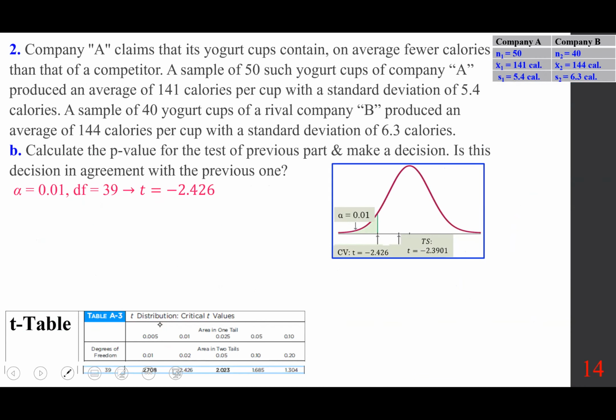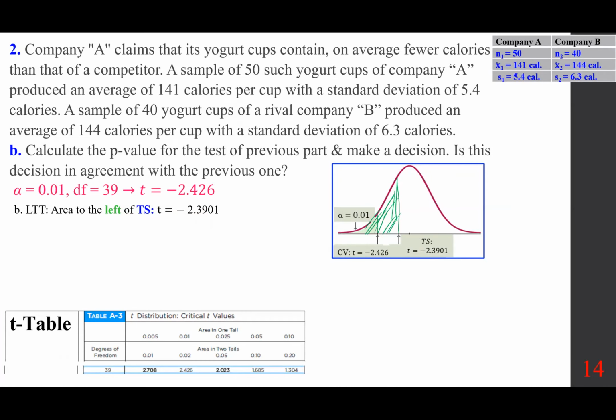We're going to look at the same question, and we write alpha, degrees of freedom, the T that we found, which was the test statistic, and this one was the critical value, negative 2.426, and the test statistic was negative 2.39, as you can see from the graph. So it's a left tail test. The area to the left of the test statistic makes it a p-value. So this area. And so clearly from the graph, you see that the p-value is larger than alpha of 0.01.